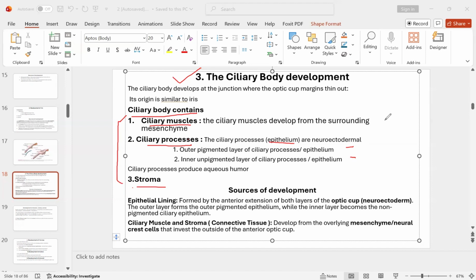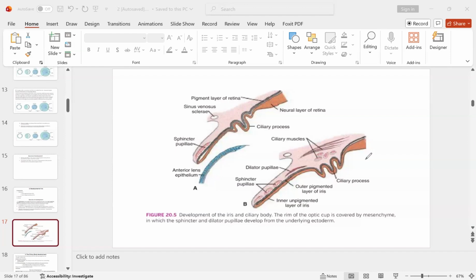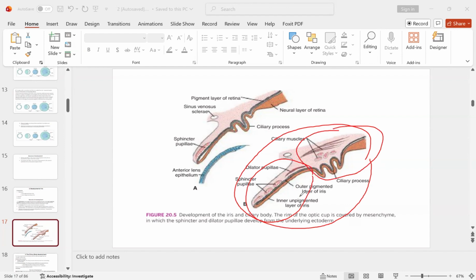Let me show you these three components of the ciliary body in the diagram of a well-developed ciliary body. So this is diagram of a well-developed iris and a well-developed ciliary body. You can see this area is a well-developed iris and the area above it, this one is a well-developed ciliary body. As I mentioned in the first lecture that the iris is connected to the ciliary body, you can see that there is a connection between the iris and the ciliary body in this diagram as well.